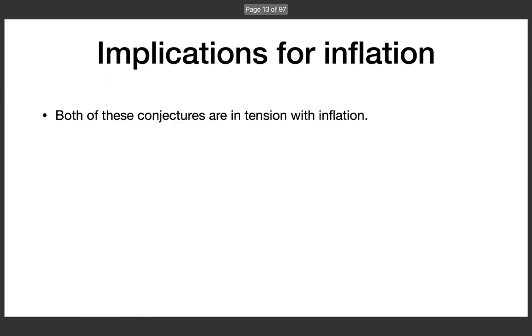Okay, now I focus on these two conjectures, and one of the reasons that these two conjectures are interesting is that they're phenomenologically important. They have some implications, strong implications actually, for cosmology, in particular for inflation. So both of these conjectures cause trouble for inflationary models to some extent.